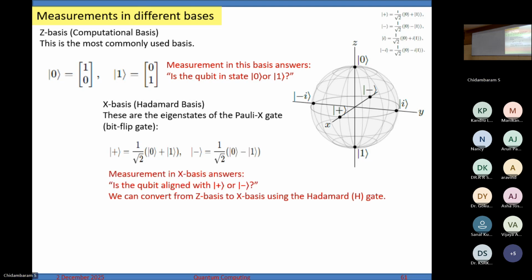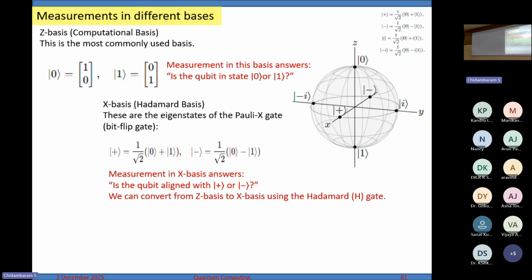Now, what do you mean by measurement in X basis? Measuring in Z basis, you are asking the qubit, are you in 0 or 1? Measuring in X basis, you are asking, are you with plus or are you with minus? Because the basis in which you are measuring is X basis. So you are asking the question whether the qubit is with plus state or the qubit would be of minus state when you measure it.